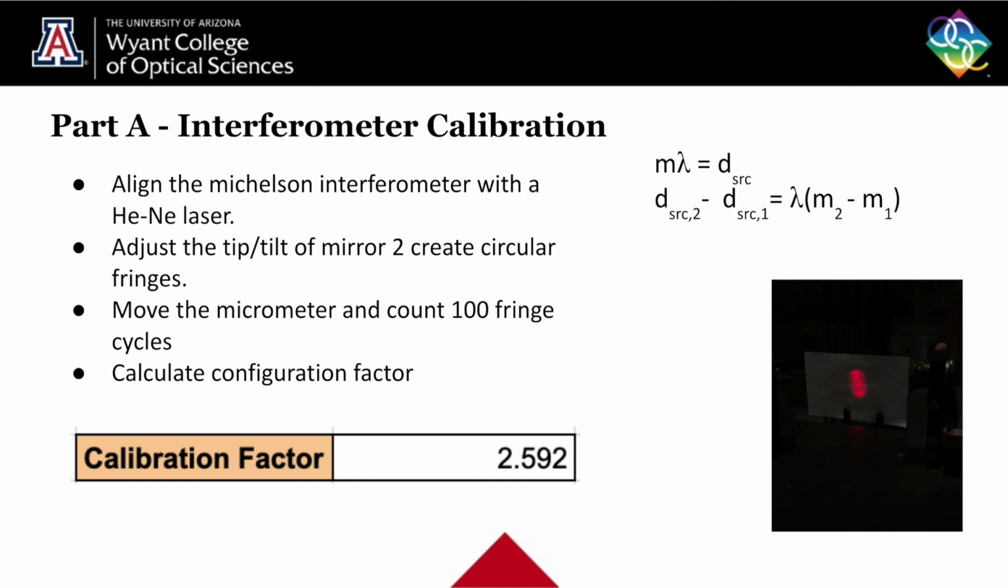To do this, we rearranged the equation m lambda equals d to put it in terms of delta d and delta m. We used the distance the micrometer moved as d. Then we used 100 as delta m and the real wavelength of a helium-neon laser as lambda. By dividing our experimental d by m lambda, we found a calibration factor of 2.592, which we used for the following sections of this lab.